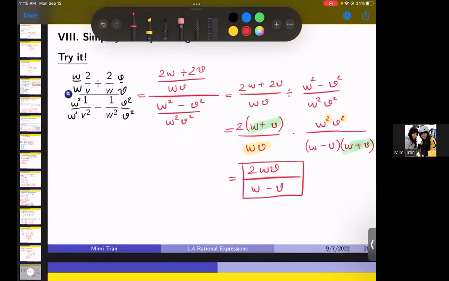Do you have any questions for this one? Yes. Wouldn't you get rid of the powers, like the second power? I did. So this one, you don't have to write this down. This one right here is the same thing as W times V times V, right? Oh, I see. Yeah.